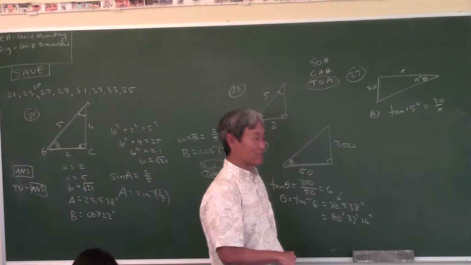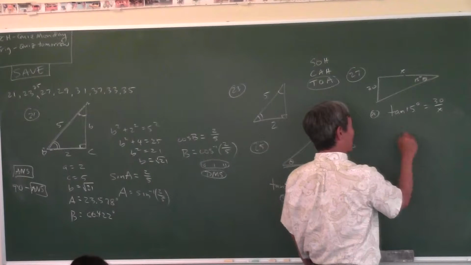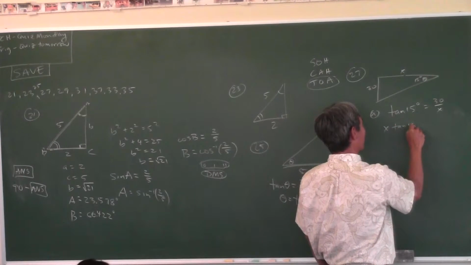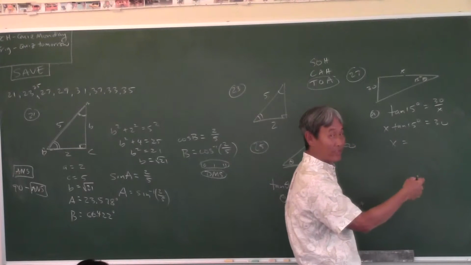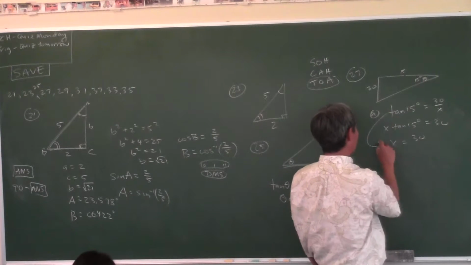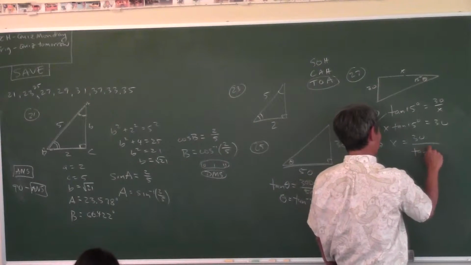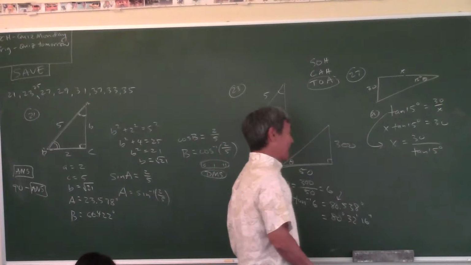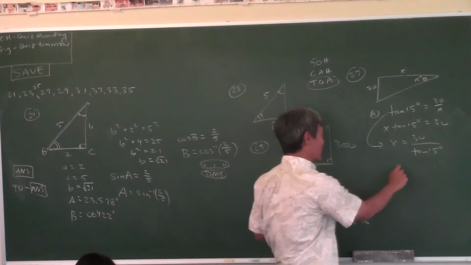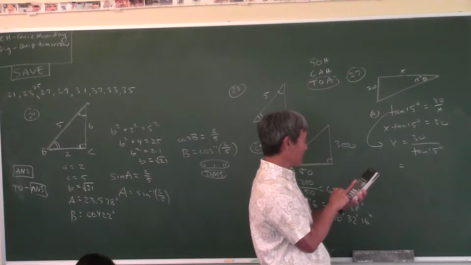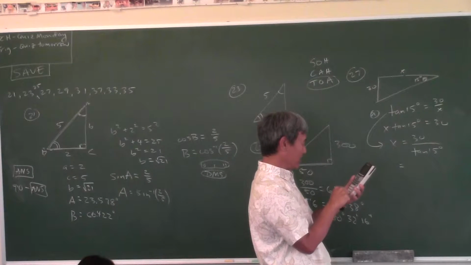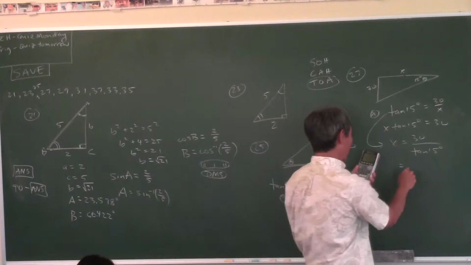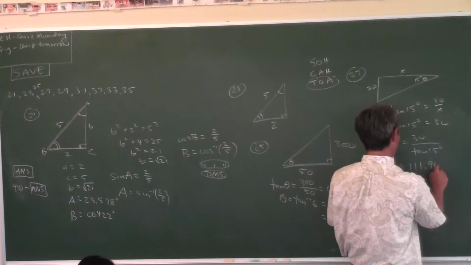Can I solve for x? Yes, multiply both sides by x to get this, and then divide. Hopefully after doing several of these, you can go straight from here to here, but you have to actually do it. Then you take out your calculator and punch it in. Make sure you're in degree mode. 30 divided by the tangent of 15 degrees. I get 111.962.